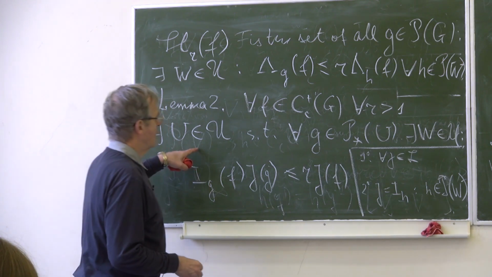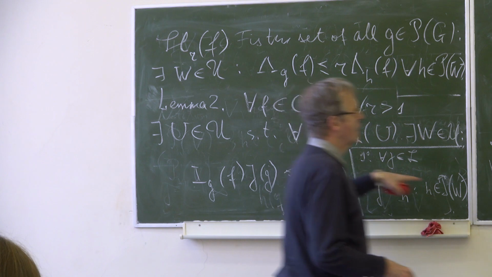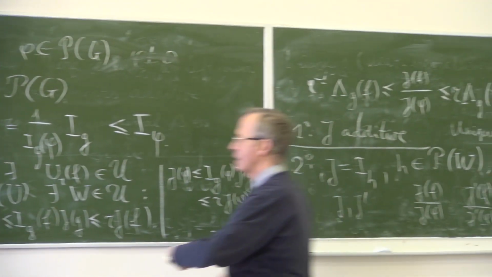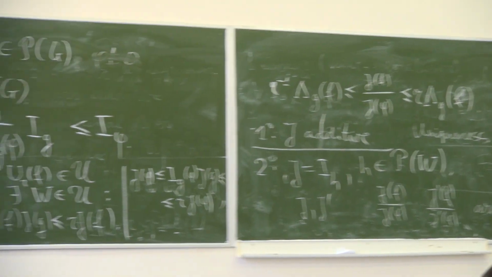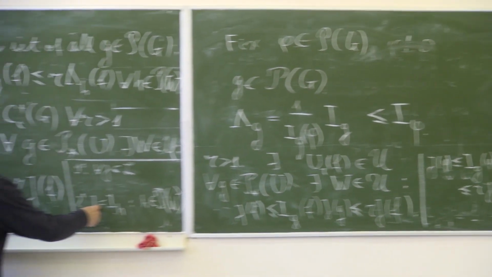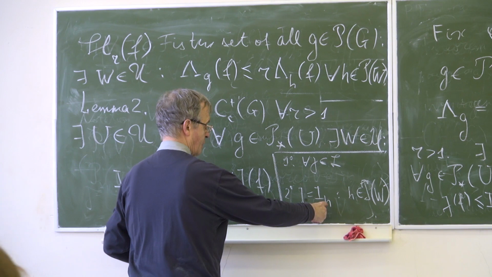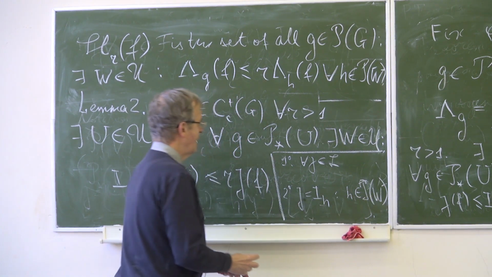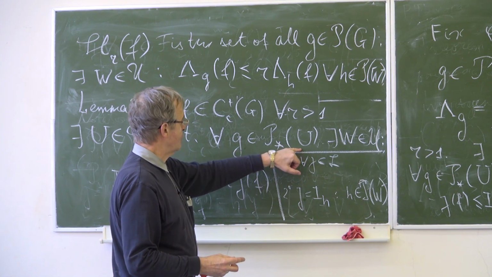So let's continue. Okay, look here. So this thing was obtained somehow from here. And here we consider the case where a functional J is of the form I sub h, where h is in P of W, and W is constructed by some function G in P star of U.